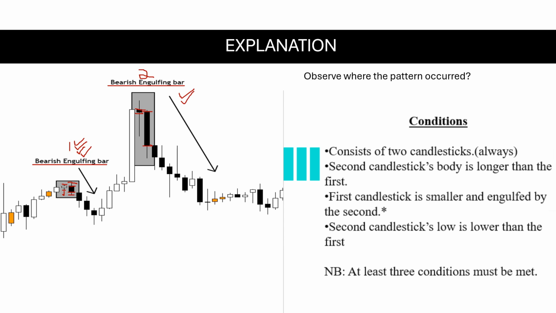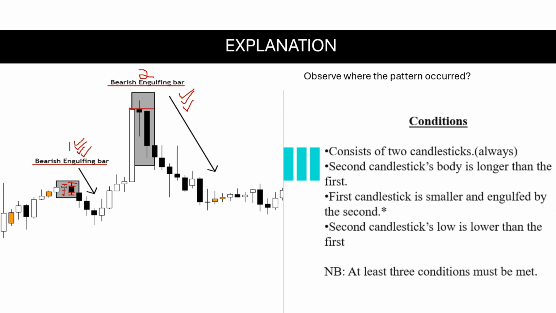And then the second candlestick's low, this is the low of the second candlestick, and then this is the low of the first one. As you can see, the second candlestick's low is lower than the first one, then this condition is met. But the condition which is not met is this one, that the first candlestick is fully engulfed. As you can see, it's engulfed by the second one.